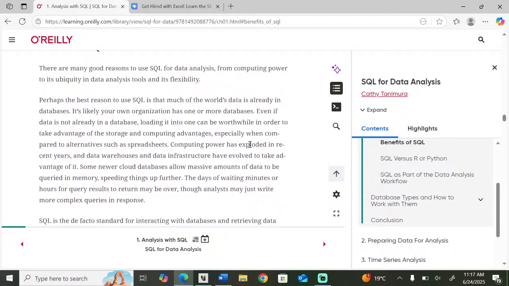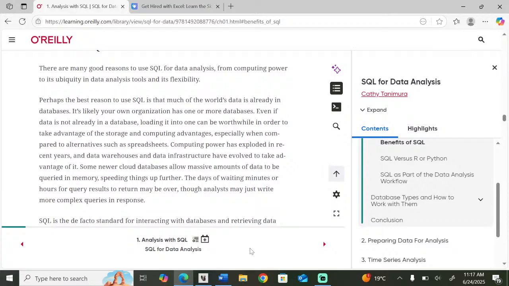Computing power has exploded in recent years. Let me explain what this is. A database is very, very important to store information. It is better than storing information in simple files. A database is more important because of privacy and security reasons, and another reason is that a database can store huge amounts of information. Let's say 100,000 GBs of data can be stored in a database, and that is why it is very, very important.